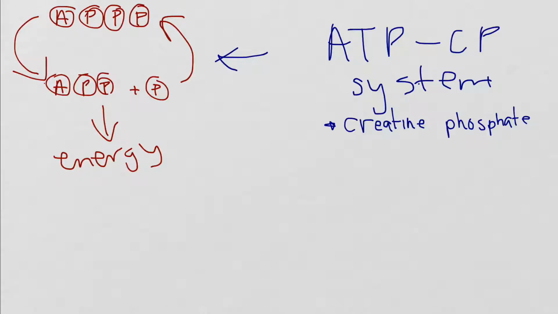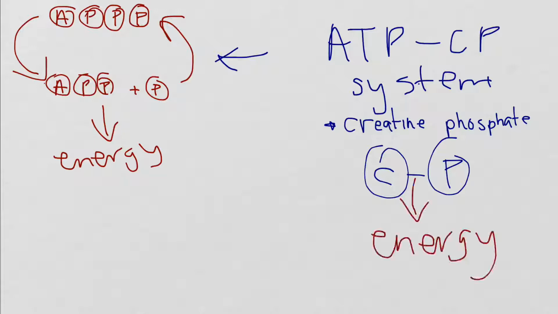Now, this system works by using creatine phosphate. So creatine phosphate is stored in the muscles. It's a molecule of creatine and a molecule of phosphate. So as we know now about breaking of bonds, when this bond breaks, it produces energy. And we can use that energy to resynthesize ATP.